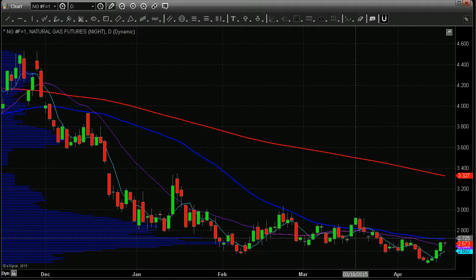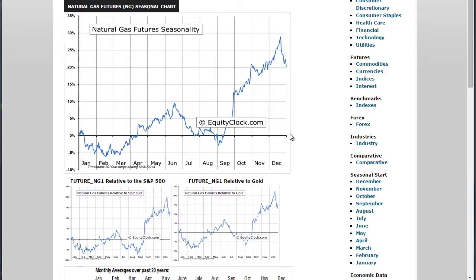Now, taking a quick look at the seasonality chart of natural gas, we're just going to look at this top chart right here. Of course, we are in April, and there's a natural tendency near the end of April going forward. We usually see the price of natural gas slowly creep its way higher and work itself up.